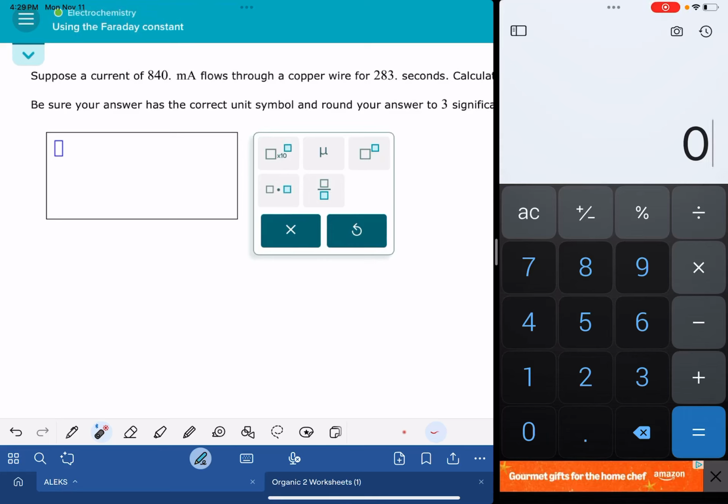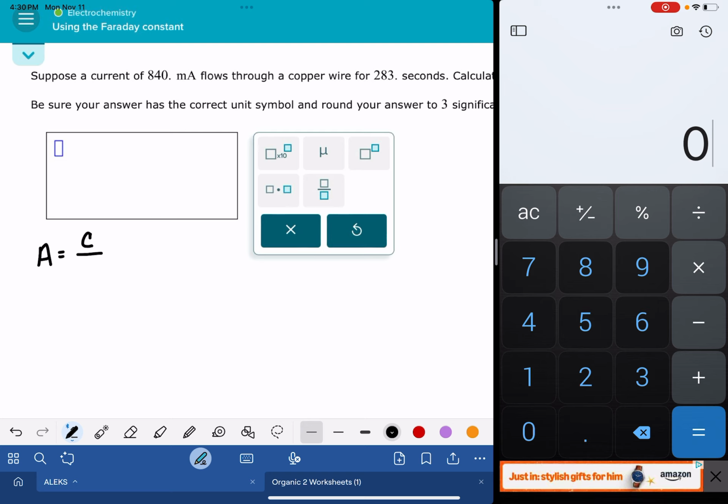Hey, in this video, I'm going to show you how to solve the ALEKS problem called using the Faraday constant. To solve this problem, you're going to be using the equation A equals C over S. In this equation, A stands for amps, and it represents the current. Amps are a unit of current.